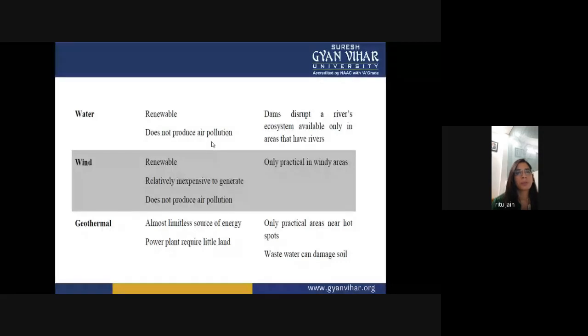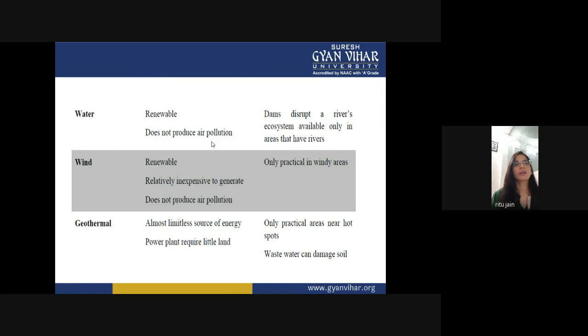Now, wind energy. So wind energy is a renewable energy source, relatively inexpensive to generate, and does not produce air pollution. Okay, so it is only practical in windy areas. Practically, it is not possible to get wind all over the areas, because there is some particular speed, after which you can generate the electricity from wind.